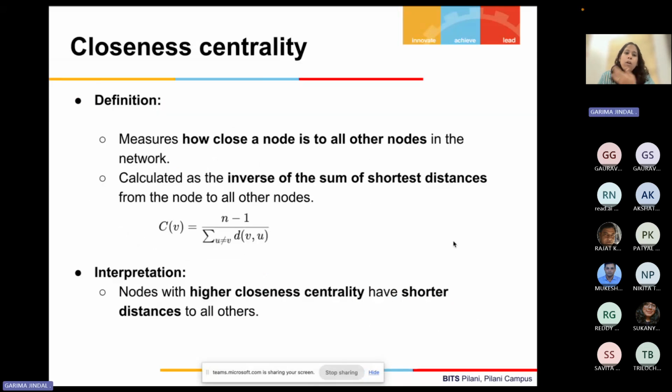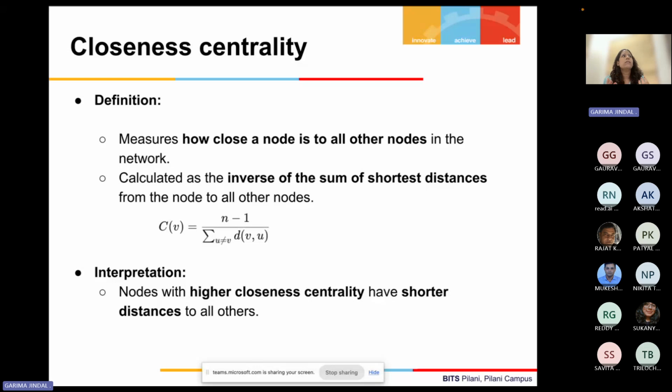Okay, so now there is this next measure, that is closeness centrality. So now, what is closeness centrality? In closeness centrality, we try to identify which node is close to all the other nodes in the network. Okay, so what do you want to identify? You want to identify which particular node is close to all the other nodes in the network.